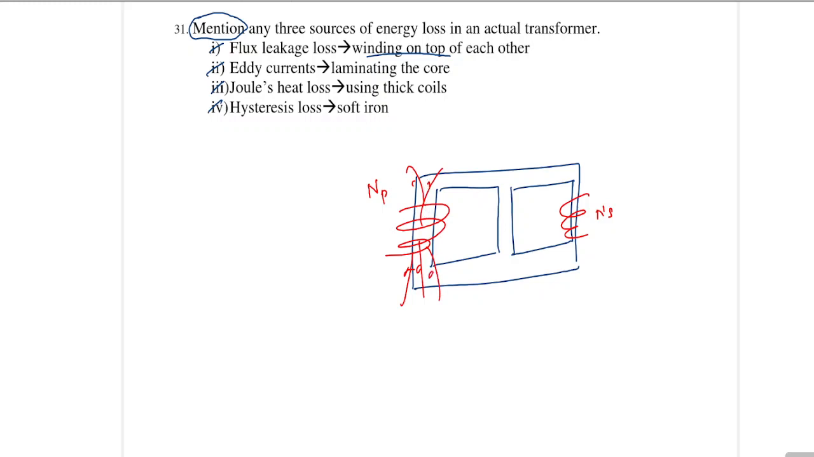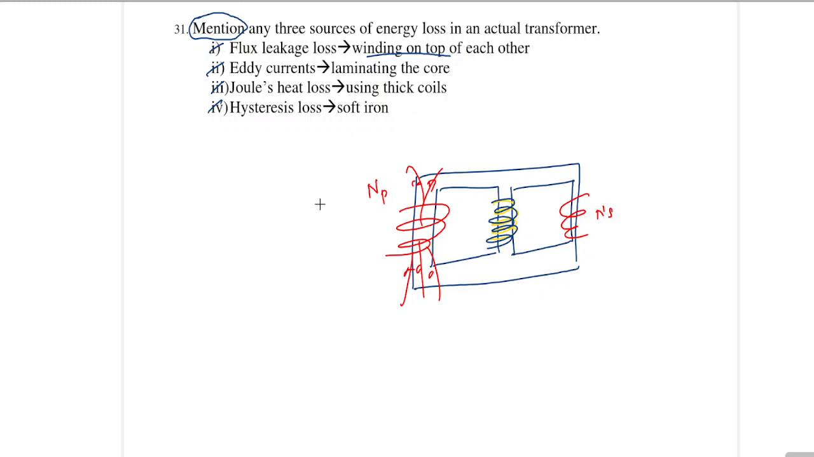So the entire flux doesn't enter into this coil. That's called a flux leakage. Now how to avoid this? To avoid this, we can have the coils wound on each other, which means a primary coil is here, and on top of it, if we wind the secondary coils, then whatever flux is produced with primary, the whole thing will pass to secondary. So by winding on top of each other, we can minimize the flux leakage.